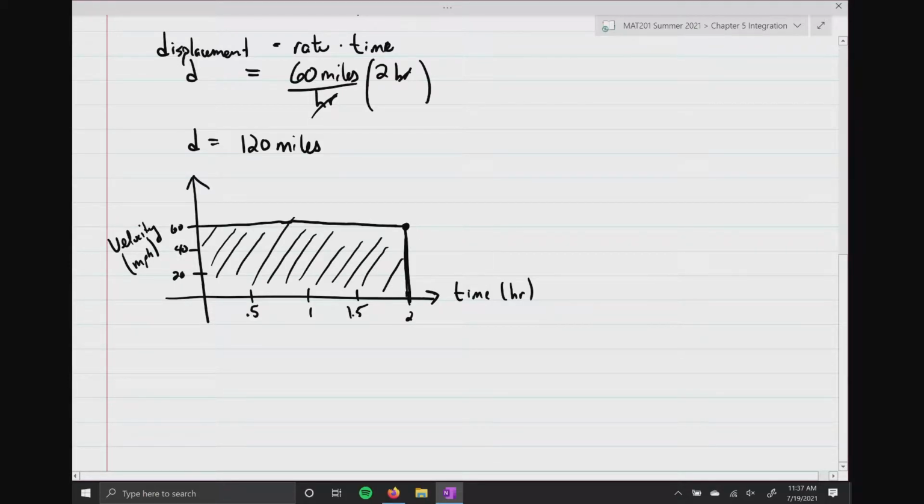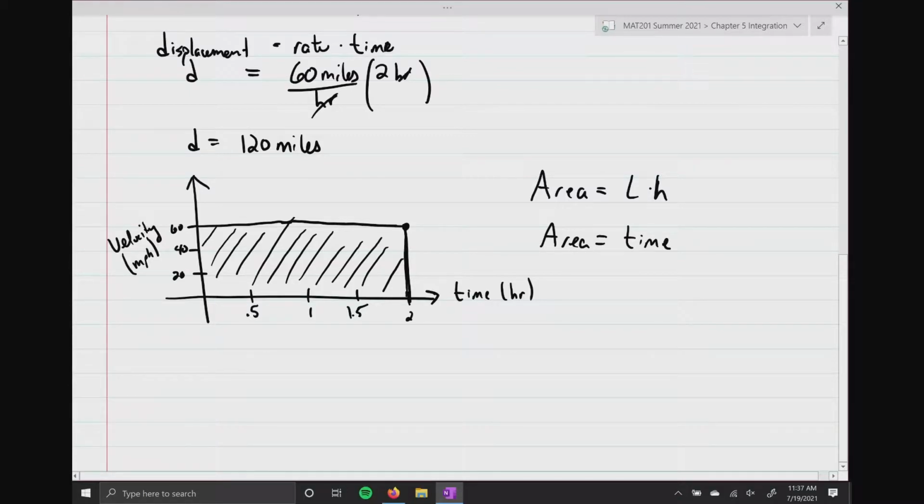And we know that the area of a rectangle is going to equal length times width, or in this case, I'm just going to put length times height. And I'm going to be very specific with this. My length is going to be the measurement of time, okay?